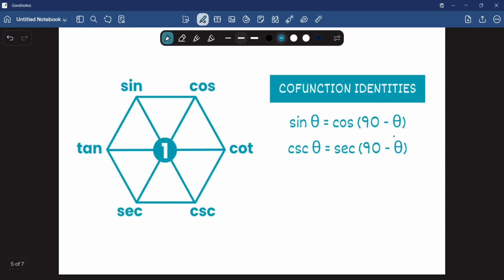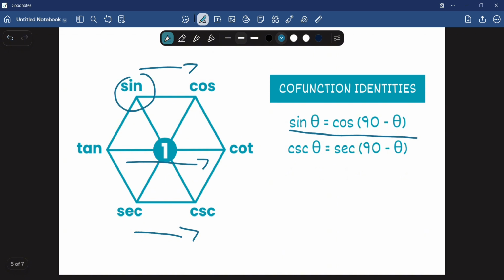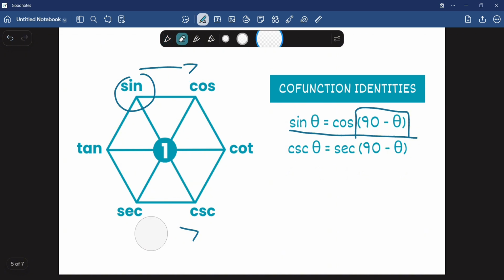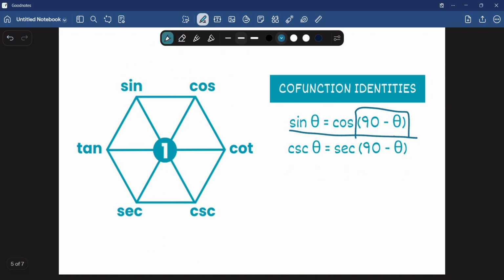Now let's move on to the co-function identities. For co-function identities, the only thing you need to remember is to draw a straight horizontal line. For example, sine theta is equal to cosine of the quantity 90 minus theta. And you can also write it in reverse. For example, the identity cosecant theta is equal to secant of the quantity 90 minus theta.